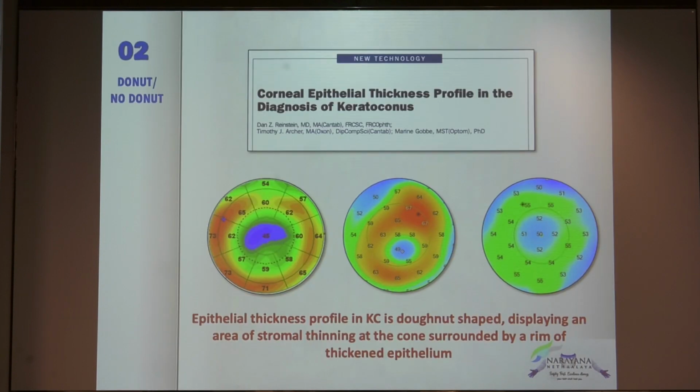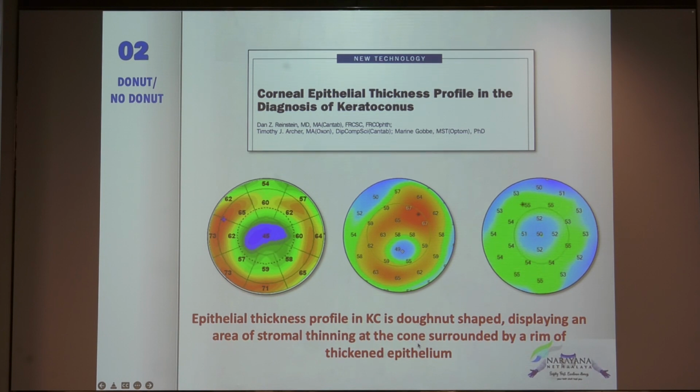Now coming to the mystery of progression. Dan Reinstein's group et al. and everyone have published that in keratoconic eyes, the epithelium becomes donut-shaped. This is a C-shaped pattern, whereas in an advanced keratoconic eye, it becomes a donut. So this epithelial profile in keratoconus patients is extremely well known.